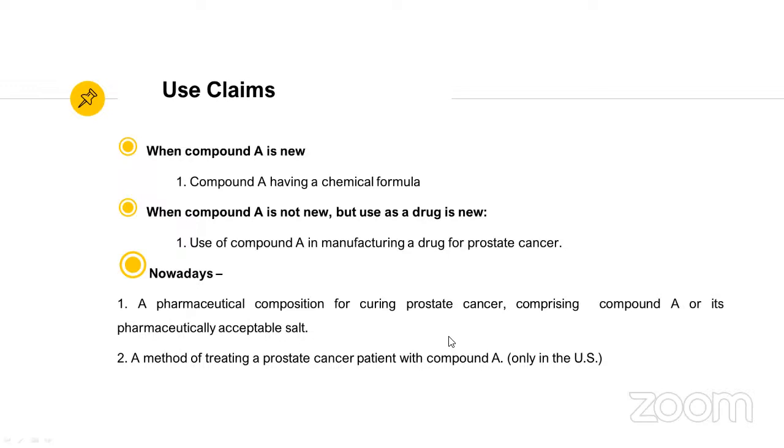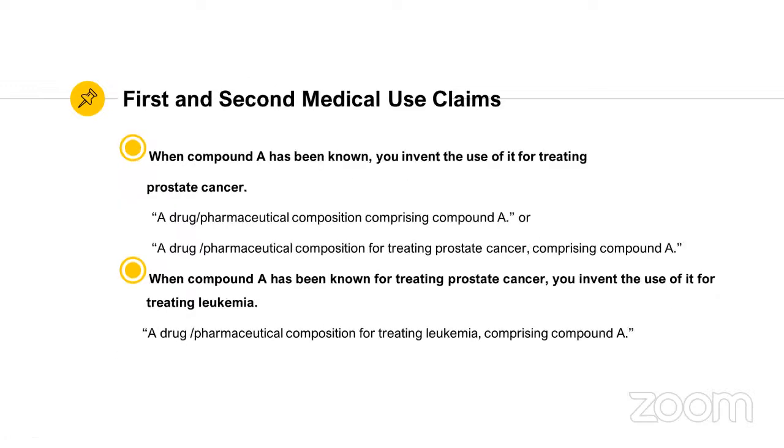So nowadays, you can draft the claim like this: a pharmaceutical composition for curing prostate cancer comprising compound A or its pharmaceutically acceptable salt, or you can file a method of treating a prostate cancer patient with compound A. And this type of use claim is not granted in India. So if you have a use claim in your invention, there is no need to file your patent application in India. You just directly go for the US, because the US can accept all use claims.